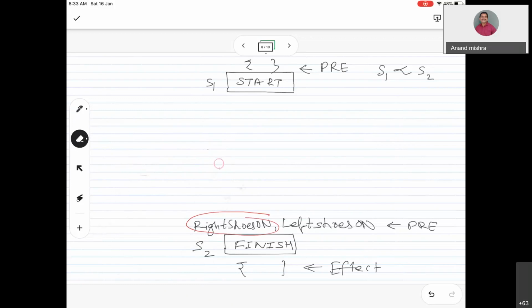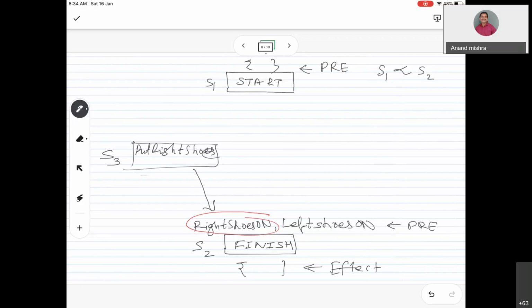So it should be put right shoe. Put right shoe will satisfy right shoe on. Right? So then we can have a causal link between this S3 and finish S2. Why can there be a causal link? Because one of the conditions is satisfied. This is your C. This is the causal link there. So one of the preconditions of S2 is satisfied by having S3.